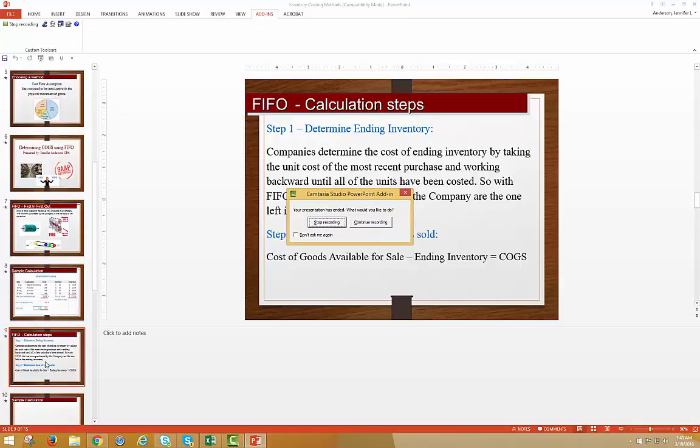Let me just review this real quick. Using the FIFO method, ending inventory was calculated by taking the unit cost of the most recent purchase and working backward until all the units were costed. With FIFO, the last ones purchased by the company are the ones left in ending inventory, so the ones at the bottom of the list. And cost of goods sold was calculated using that formula.